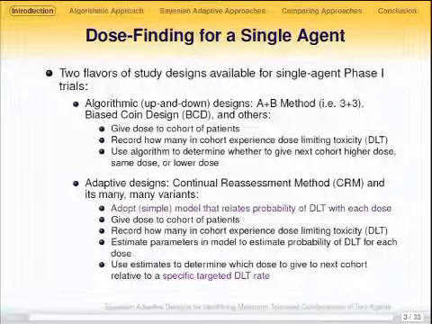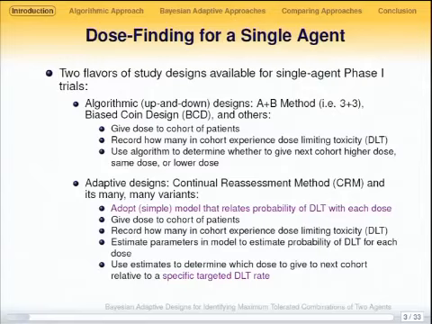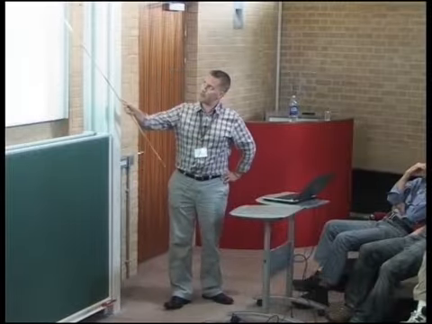These algorithmic designs, certainly there are papers out there saying for a specific algorithmic design there is a targeted rate somewhere in that design, but nobody knows what it is. And unfortunately, everyone uses the 3 plus 3 without realizing what that targeted rate is. And it actually isn't 33%.